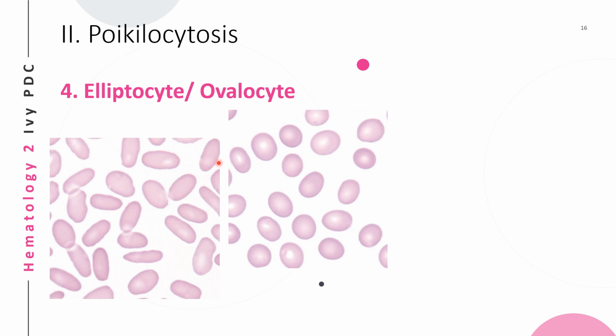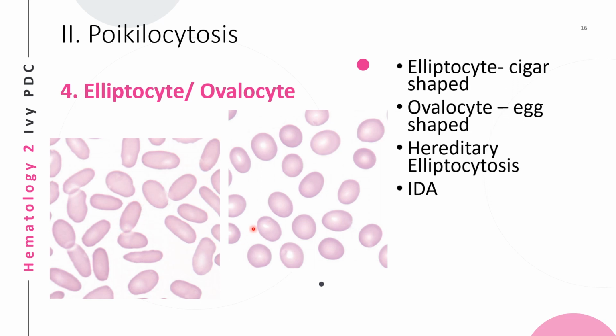The next poikilocyte is an elliptocyte or an ovalocyte. This is an elliptocyte, which is longer, and this is an ovalocyte, more of an egg shape. Elliptocytes are cigar-shaped, while ovalocytes are egg-shaped. Elliptocytes and ovalocytes are usually seen in hereditary elliptocytosis and IDA or iron deficiency anemia.